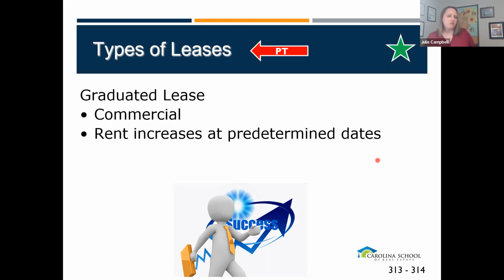By the way, most commercial leases are going to be multiple years. Most. Anything's negotiable. So you could have a 3-year lease, graduated lease. Each year the rent goes up, for example.